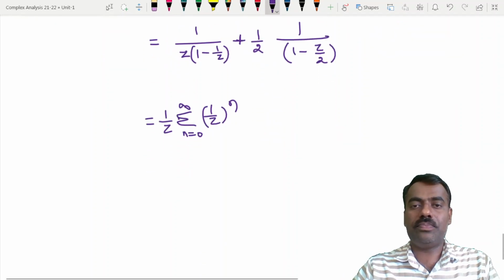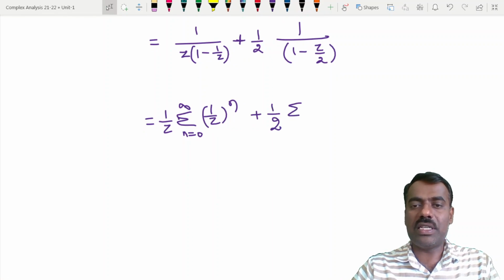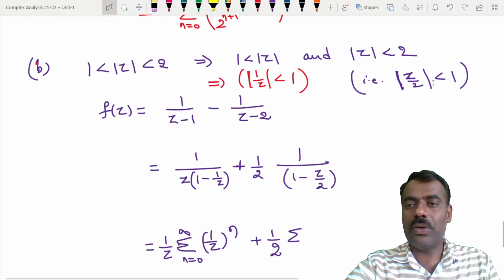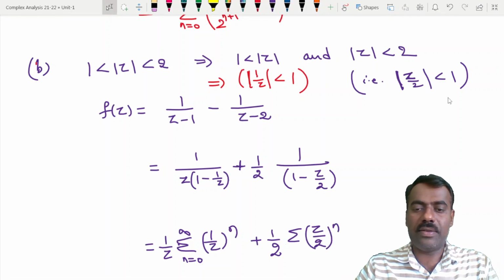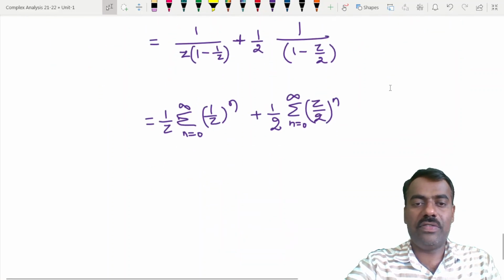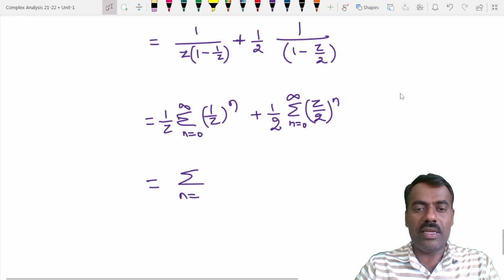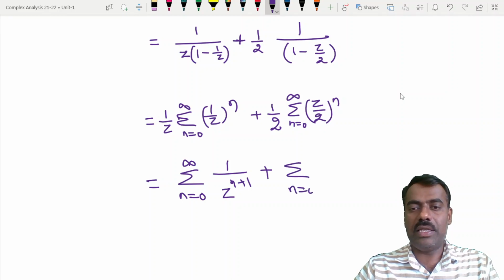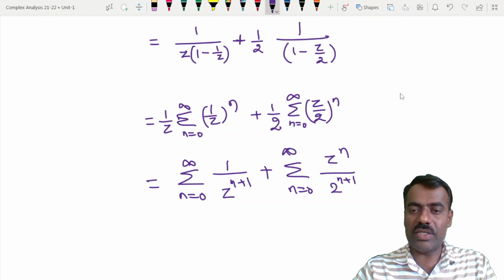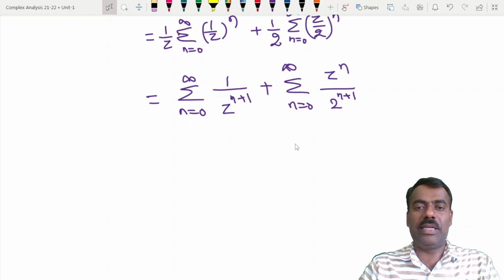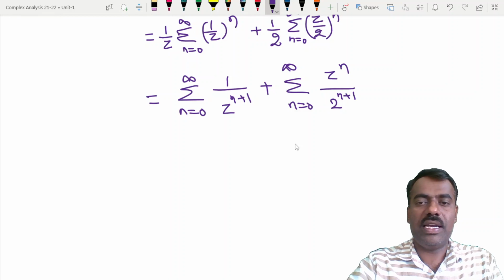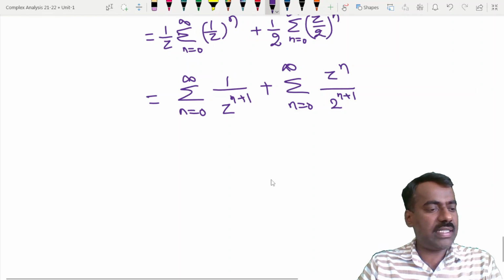And then plus 1 by 2 times summation, now this is 1 by 1 minus z, where our z means z by 2, which is less than 1, so this is same as z by 2 whole power n, right? We can simplify further: summation n equal to 0 to infinity of 1 by z power n plus 1, plus summation n equal to 0 to infinity of z power n by 2 power n plus 1. Remember this is z and this is 2, so don't confuse. So this involves both positive powers as well as negative powers of z, so it is a Laurent series, and that we can see because we are having an annular domain, right?